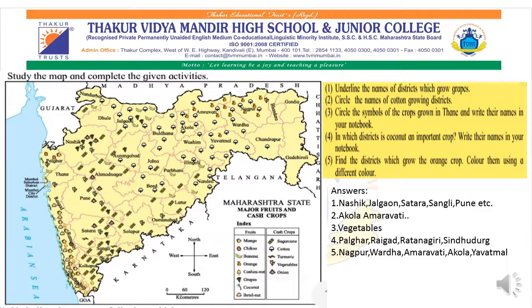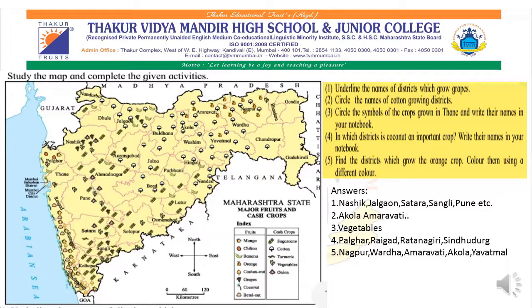For second, circle the names of cotton growing districts. Again, first we have to refer to the index. In the index, for the cotton, another symbol is given. Then after referring to the index, we came to know Akola, Amravati and Buldhana. These districts are growing the cotton. Many more districts are there. You can write the other district names also.